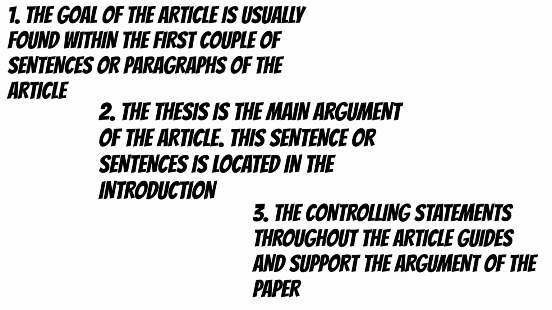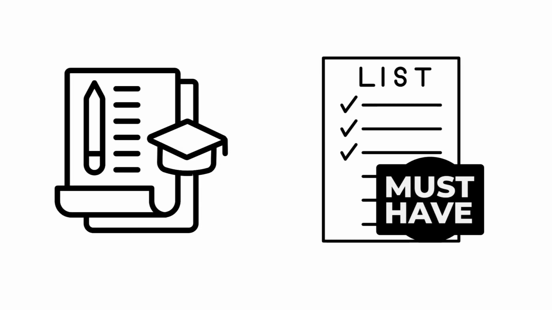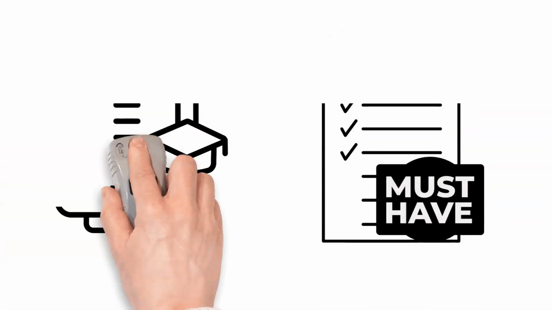Before we go any further, the goal of a paper is a sentence or sentences that clearly articulates what the paper aims to achieve. The thesis statement is a concise sentence or two that clearly and directly expresses the main argument of the paper. A controlling statement guides and supports the development of the central point of the paper. Unlike blogs or news articles, academic articles are structured, and these are essential elements, so with practice you should always be able to find it.